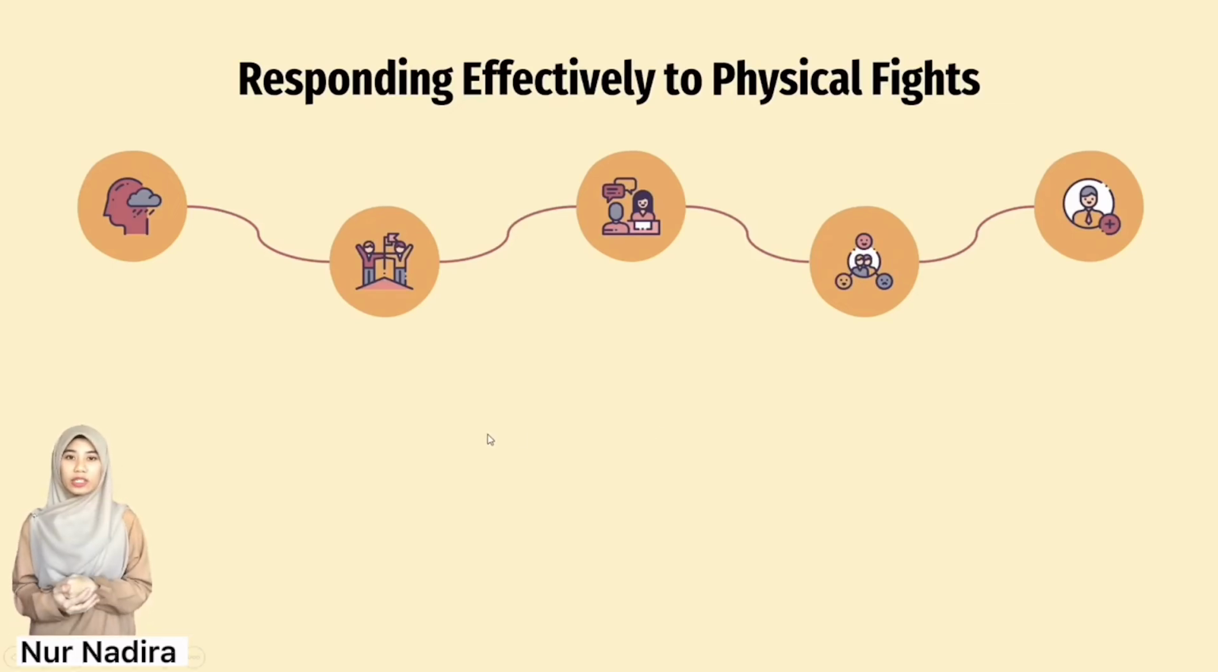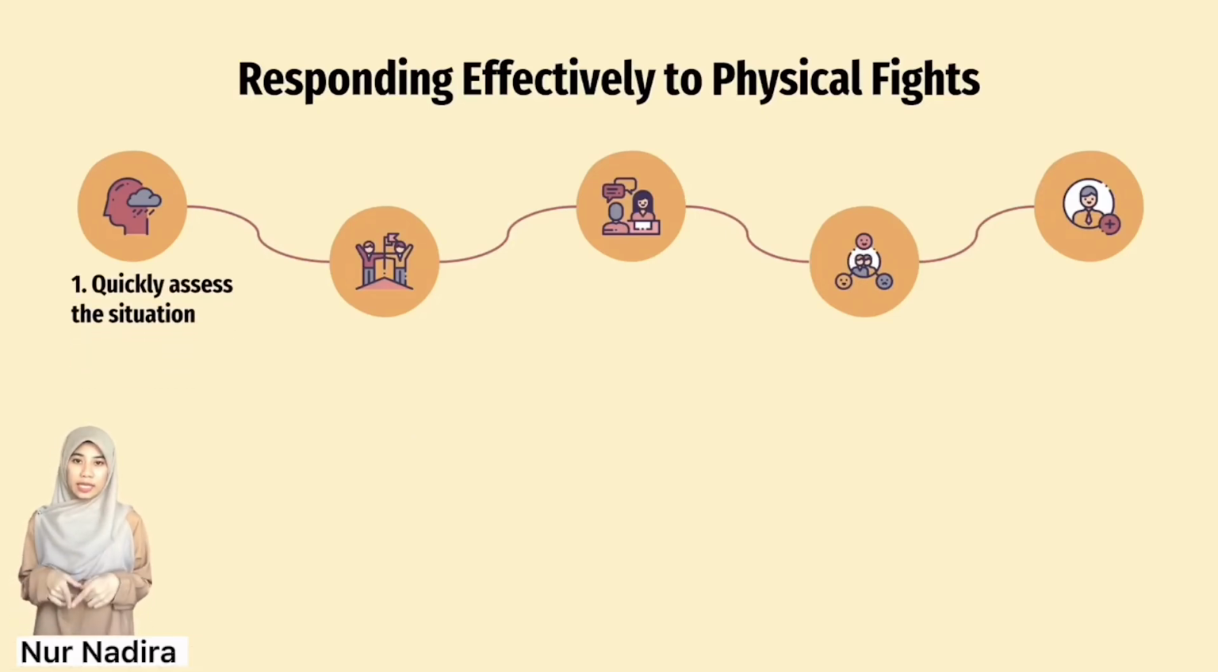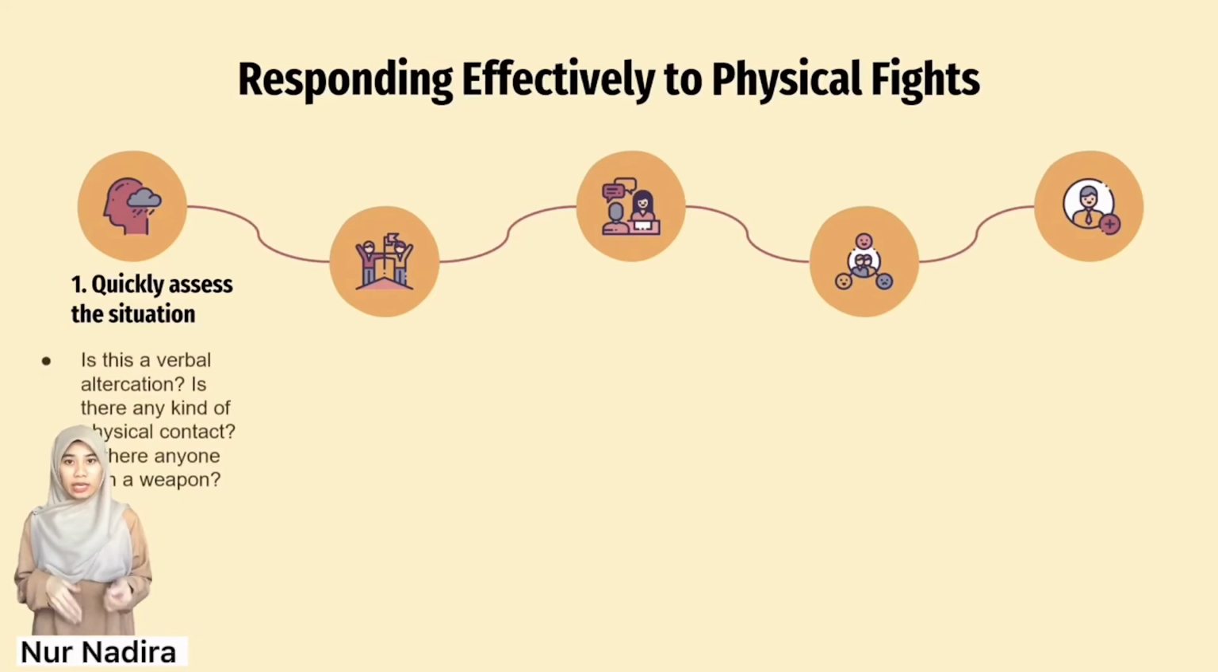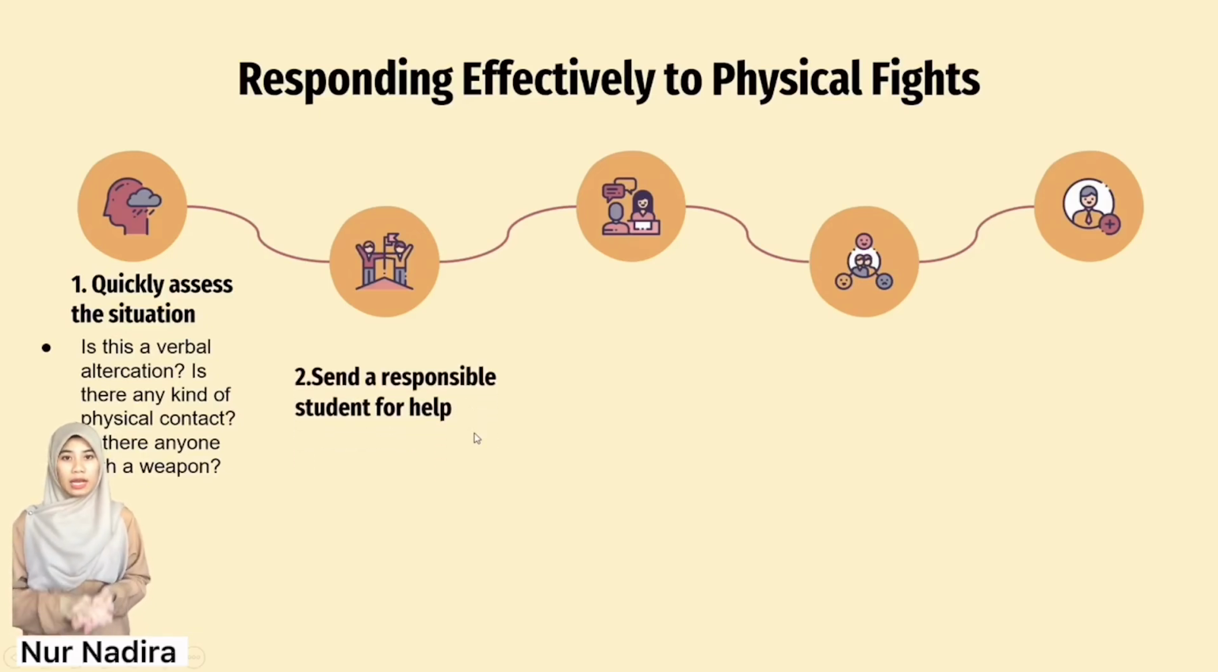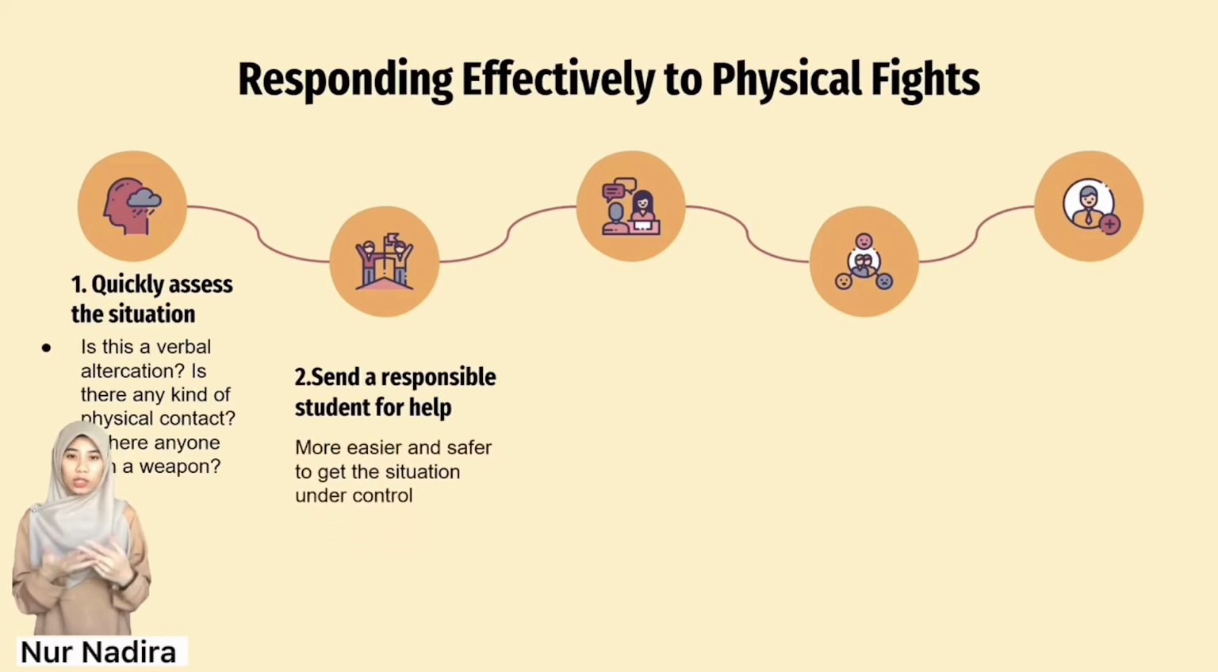The first thing you should do when experiencing or witnessing school violence is to quickly assess the situation. Is this a verbal altercation? Is there any kind of physical contact? Is there anyone with a weapon? The second is to send a responsible student to help. Send them to the nearest teacher and to the principal or vice principal. It is easier and safer to get the situation under control once other people are there to help.